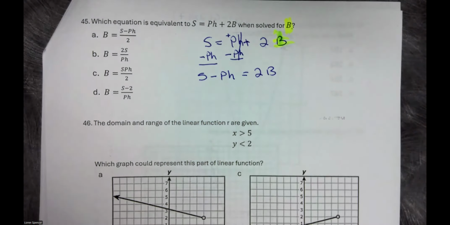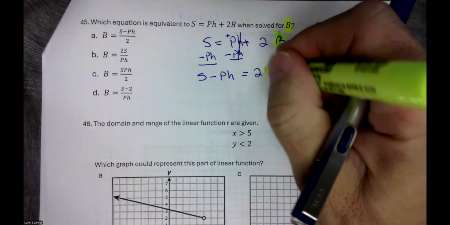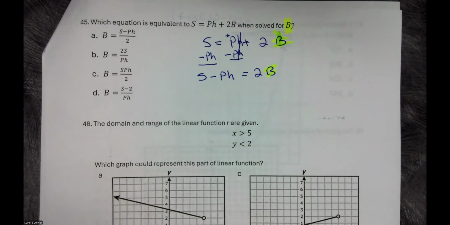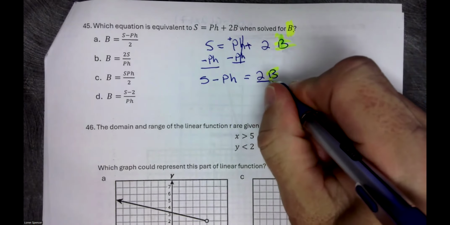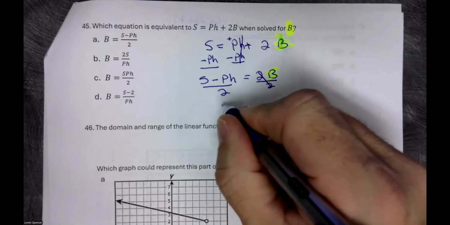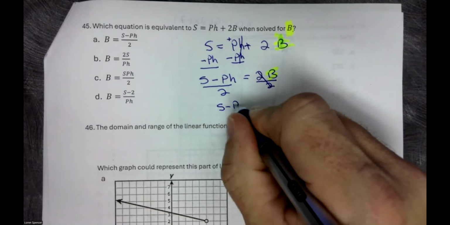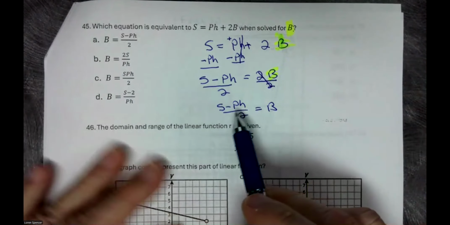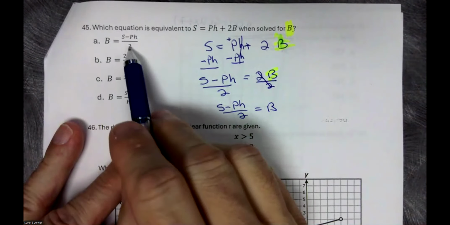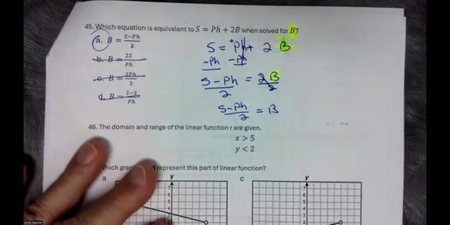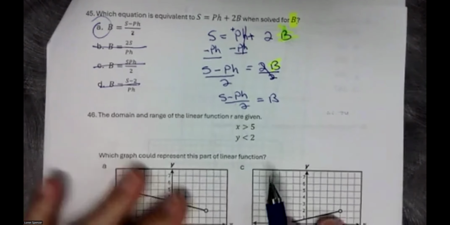We're still looking to get that B by itself, and since the 2 is right next to it, I need to separate it. If we're separating something, it's dividing stuff up, so we have to divide to undo this. Now this goes away, and you can see that I end up with S minus PH over 2 equals B. The first one has it. This doesn't. This doesn't. We're already done. Answer choice is A. Not that bad, but if you're not good at solving equations, this might be a struggle. This is one you need to know.